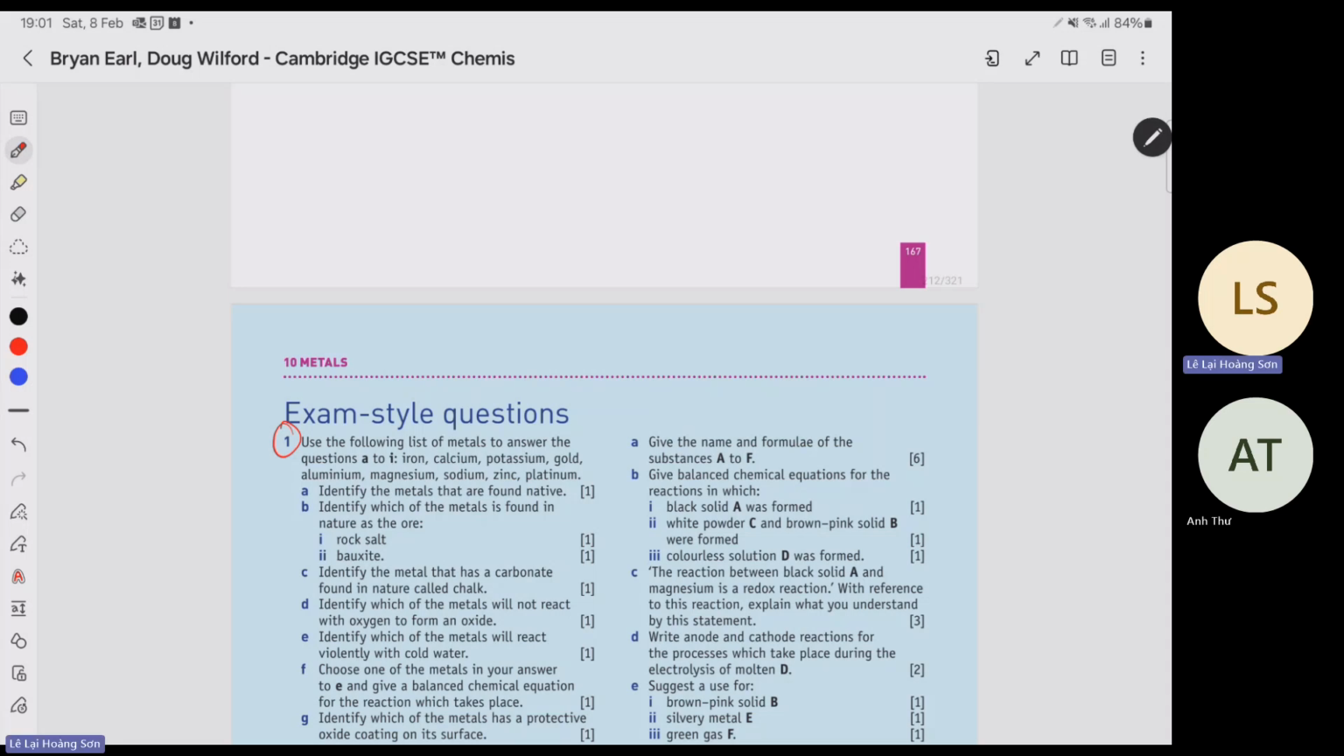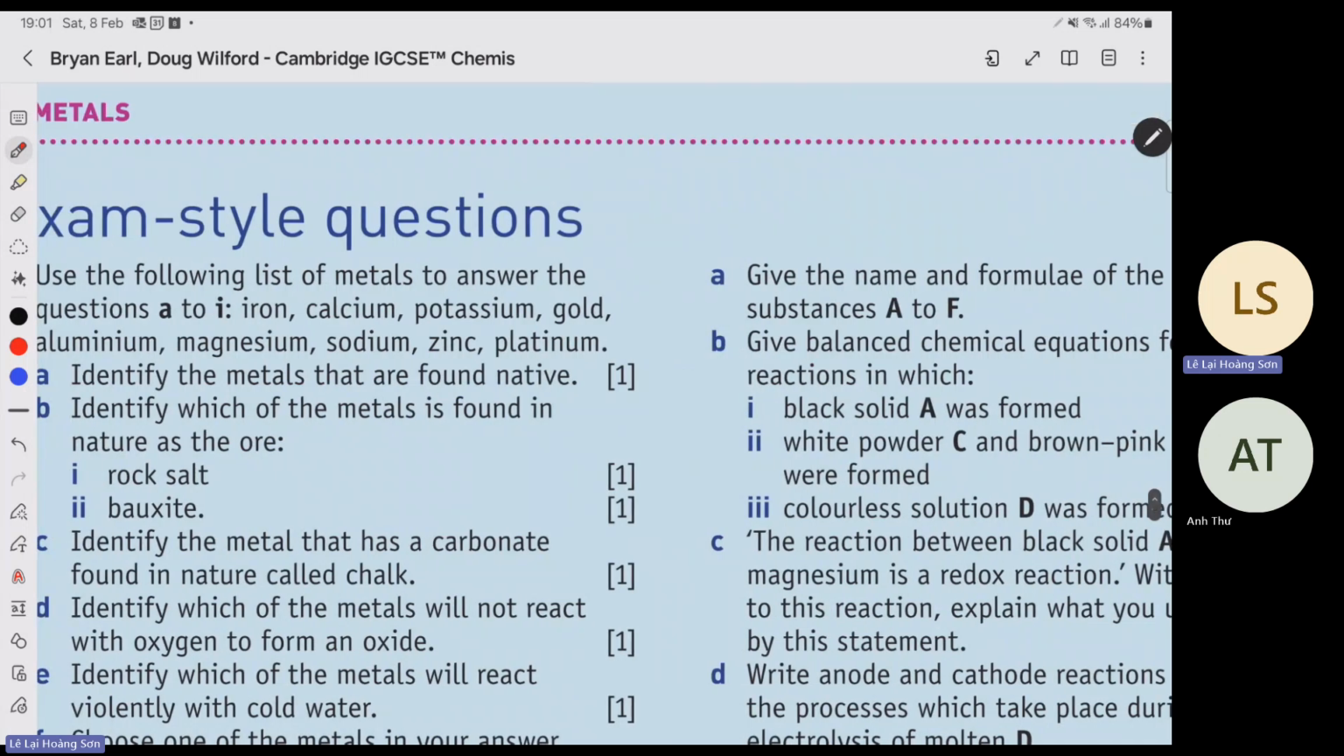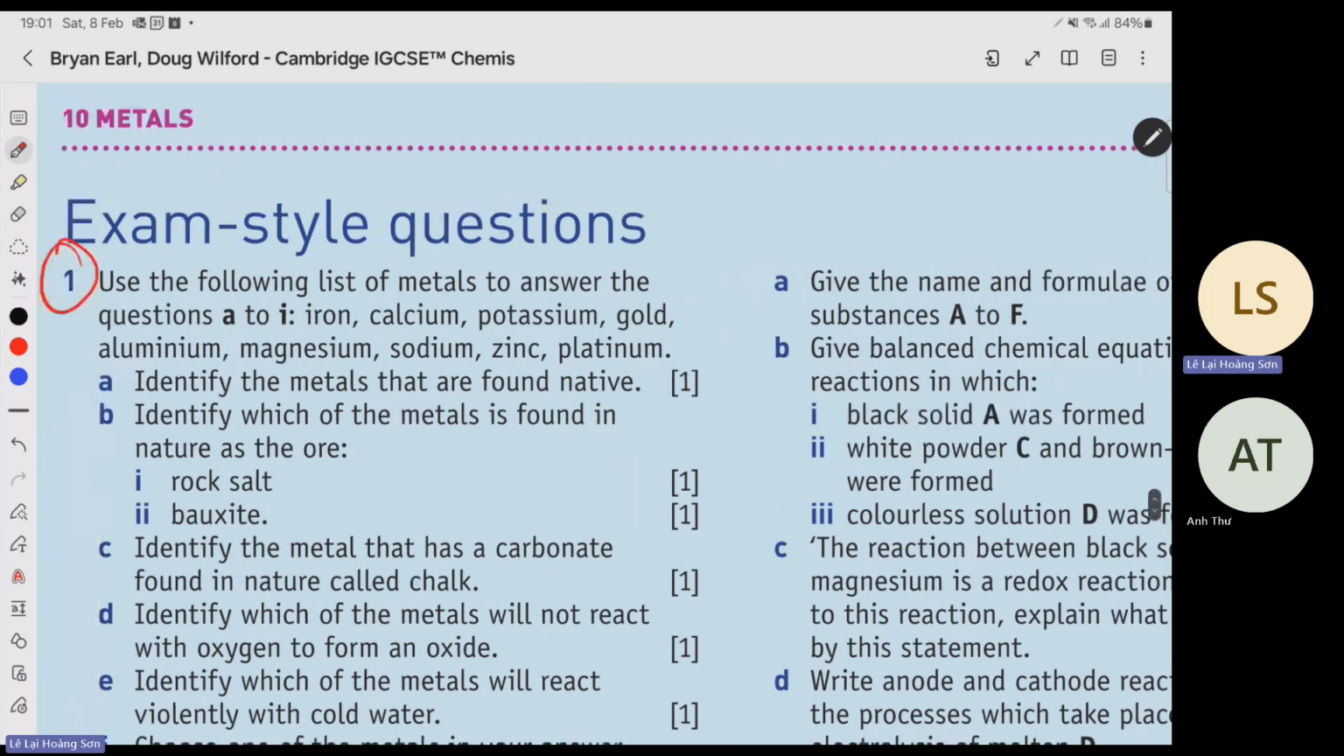So use the following list of metals to answer the questions from A to I: iron, calcium, potassium, gold, aluminum, magnesium, sodium, zinc, and platinum. Identify the metals that are found native. Can you tell me the metals that are found native? It's gold. Is there anything else? Platinum. Yep, platinum, gold.